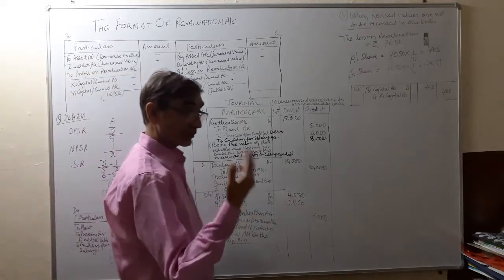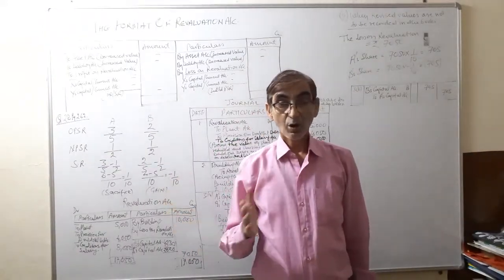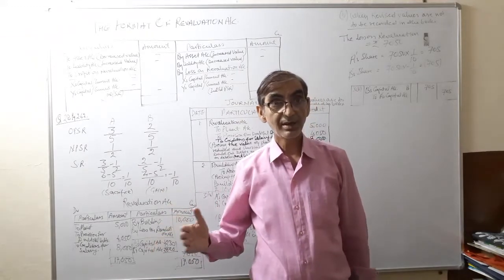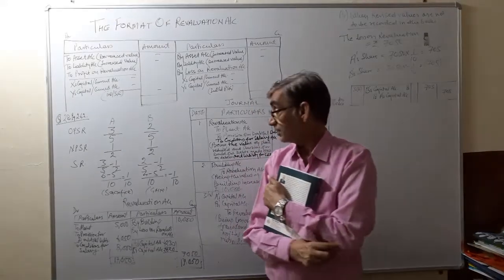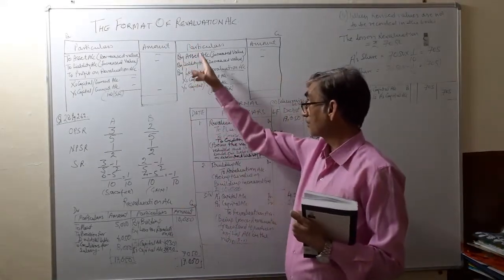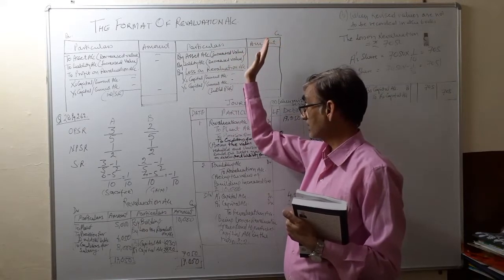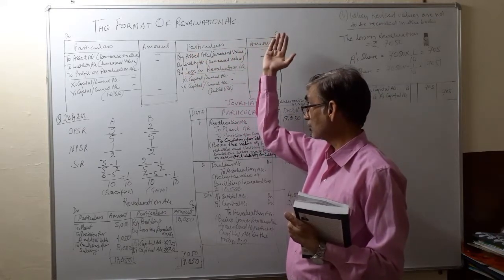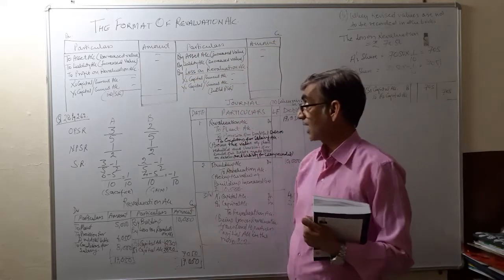Now, in a nominal account, all those gains which have been made by the firm are credited. So in case of this revaluation account, the gain is to be recorded in case of increase in the value of the asset and decrease in the value of the liability.